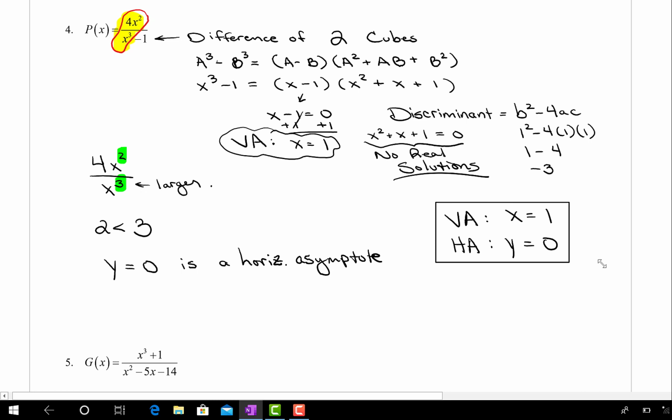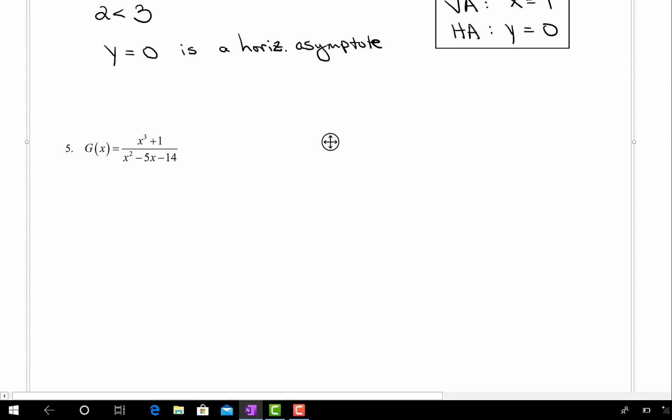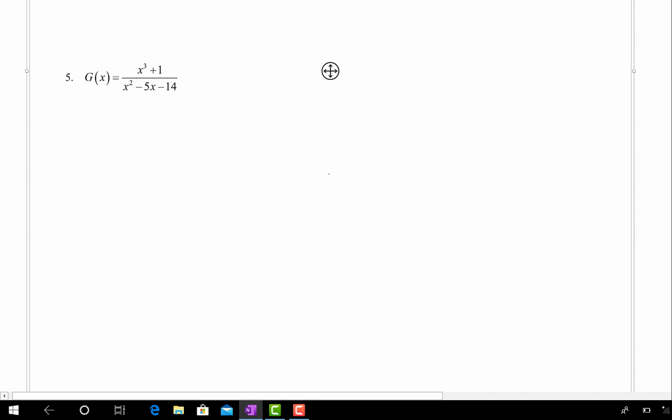Our next rational function says g of x is equal to x cubed plus 1 over x squared minus 5x minus 14. Yay! Let's go ahead and focus on finding the factors of the denominator first. I can already tell by looking at the numerator it's the sum of 2 cubes. But I don't want to have to worry about factoring it out if I already see that there's no common factors in the denominator with it. So let's factor the denominator first.